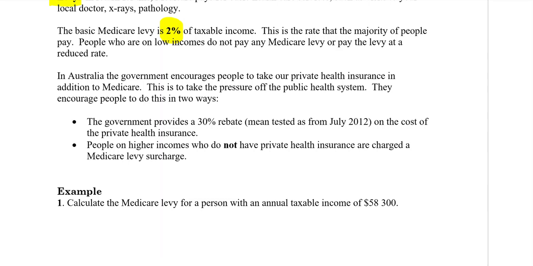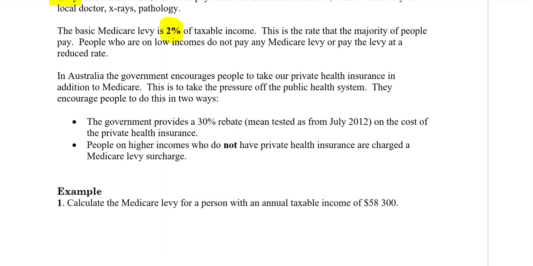People on higher incomes who do not have private health insurance are charged a Medicare levy surcharge, so you're charged more. So let's just work with the Medicare levy being 2%. We're not going to worry about all the extra complications of who pays more and who pays less.